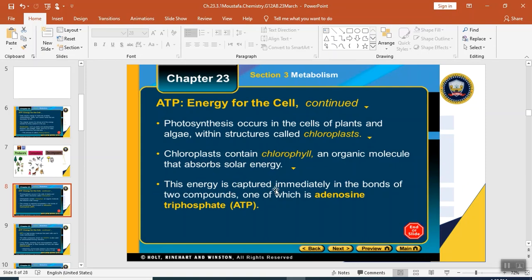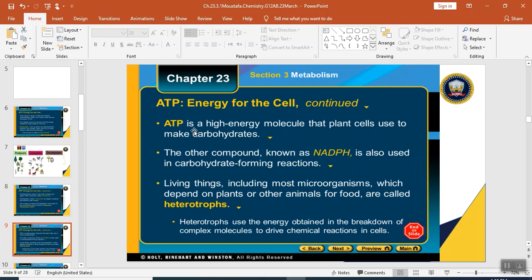This energy is captured immediately in the bonds of two compounds, one of which is adenosine triphosphate, ATP. So here adenosine means an adenine group and a sugar group, which are connected with three phosphate groups. ATP is a high energy molecule that plant cells use to make carbohydrates. So we can build or form carbohydrates by using energy from ATP. The other compound, known as NADPH, is also used in carbohydrate forming reactions.